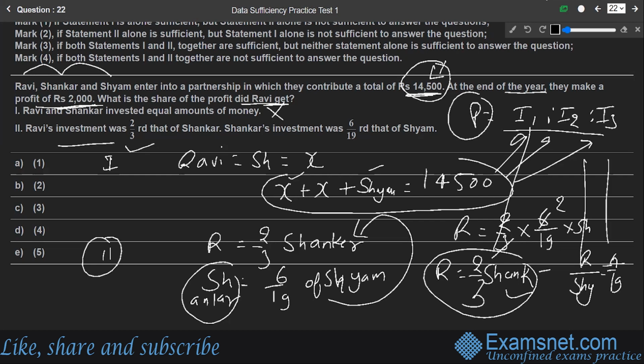When the investment ratio is available with us, then obviously we can find out the distribution of profit between these three, because the investment ratio would be available. So obviously, using statement number second, we are easily able to answer the question. So in this situation, we mark the option second, that is statement number second is alone sufficient, but statement number one is not sufficient. Option B is right.